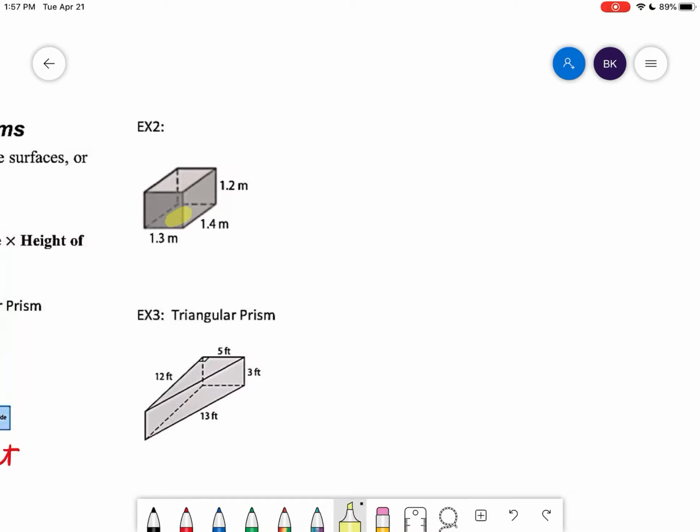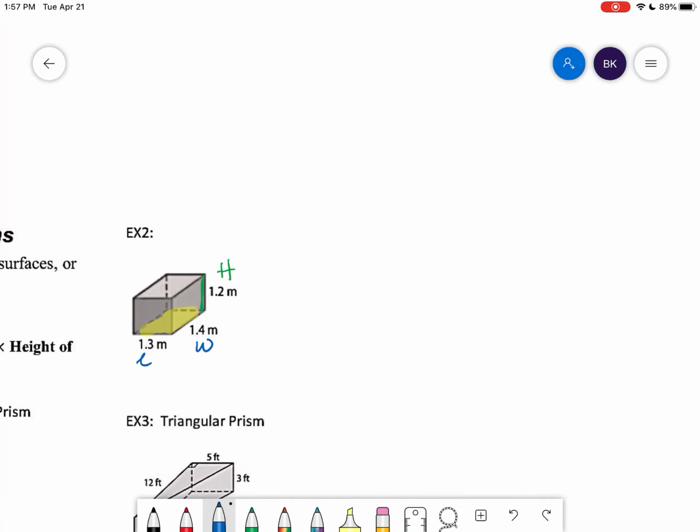So I'm going to highlight my area of the base, which is a rectangle. And I know that height is perpendicular to the base, and that is 1.2 meters. That gives me 1.3 as the length and 1.4 as the width, or the other way around. It doesn't really matter. And we are going to start working. Again, first step is finding the area of two bases, and that is 2 times 1.3 times 1.4, and that would be 3.64 meters squared.